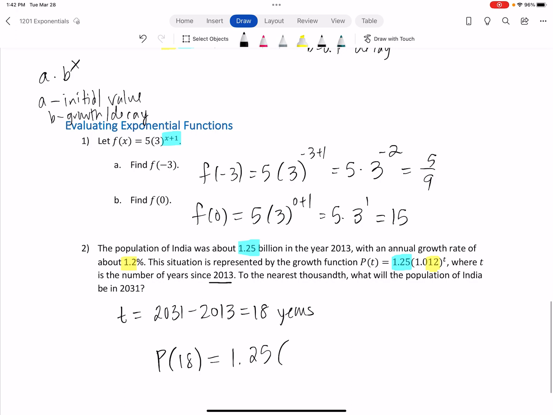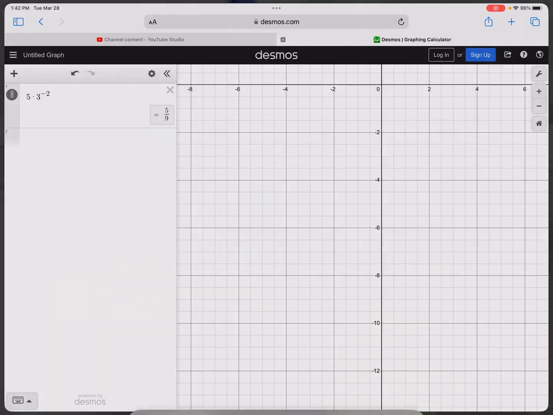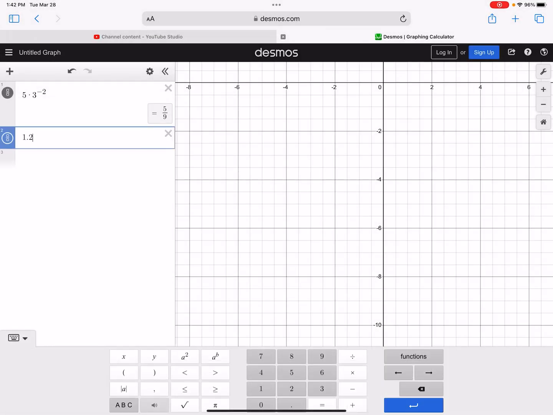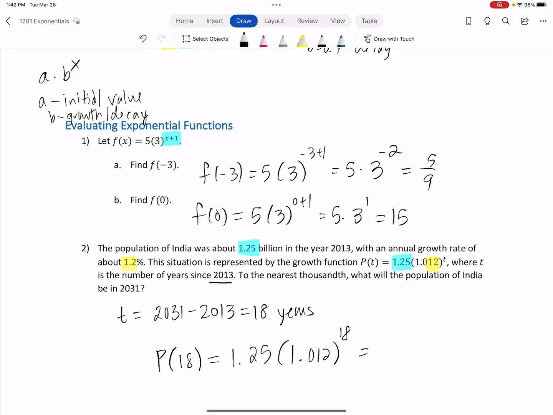So in my equation, I'm going to plug in 18. So 1.25 times 1.012 to the 18. I'm going to put that in my calculator. 1.25 times 1.012 to the 18th gives me 1.549. But remember, this was in billions of people. So 1.549 billion people.